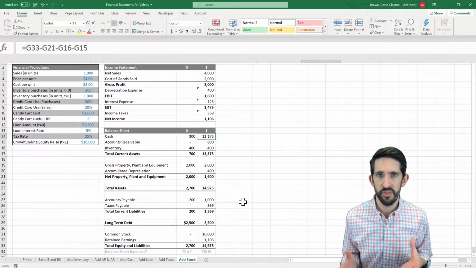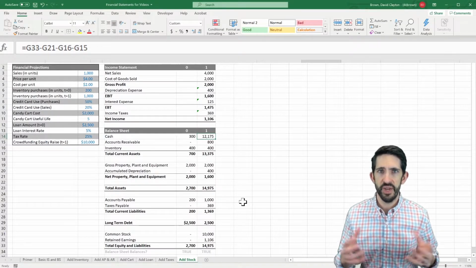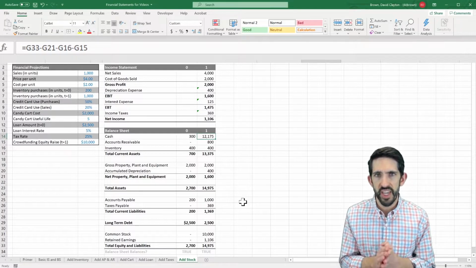So what can we do at the end of our first year? We can buy a few more carts, hire some employees, and expand the operations of our business over the next year. All right, so let's recap what we've done.